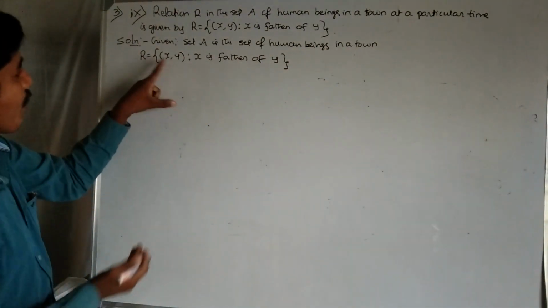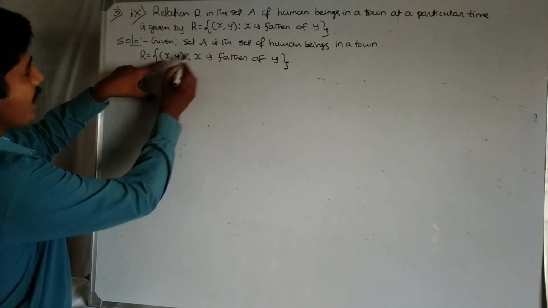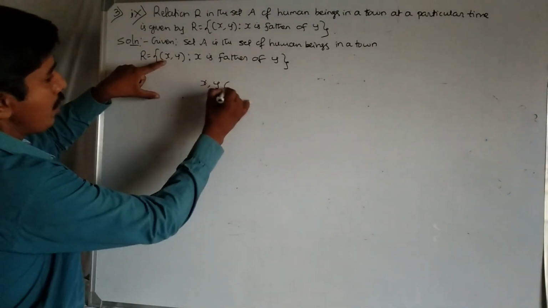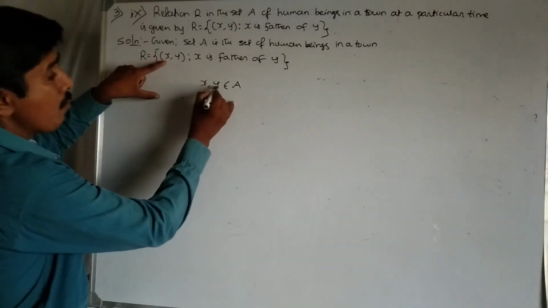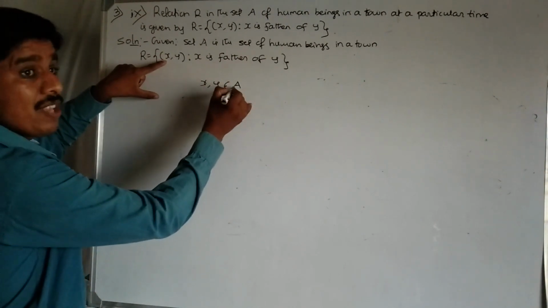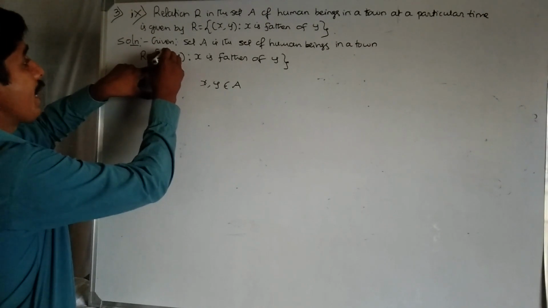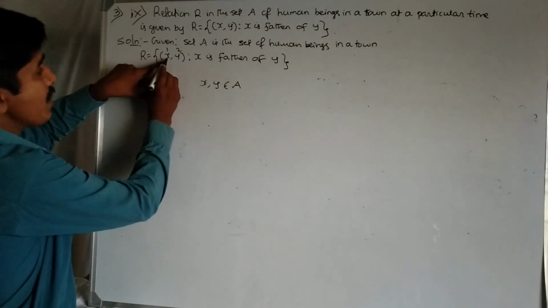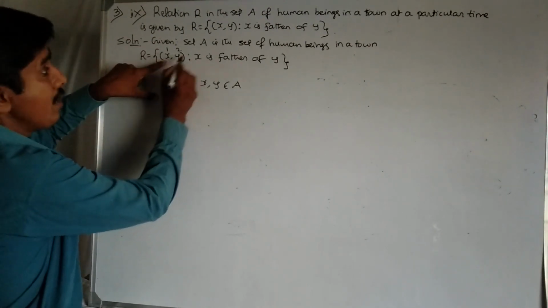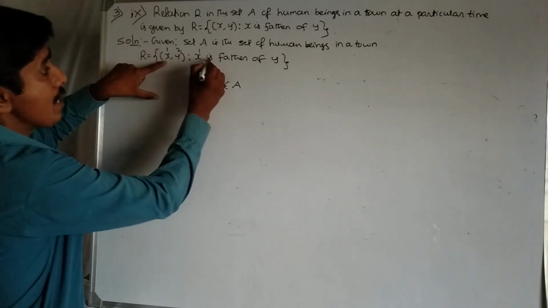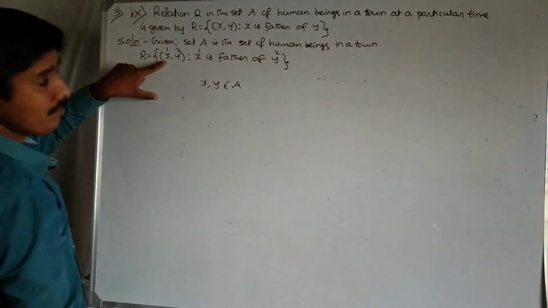Here relation R equals (x, y). Both x and y belong to set A, this is understood. Both x and y belong to set A means both x and y are people in set A. In this ordered pair, the first person is x and the second person is y. What is the relation between the first person and the second person? Here the first person is the father of the second person.